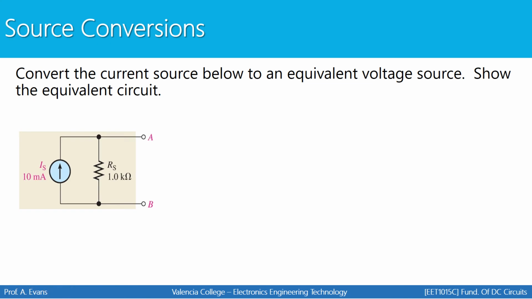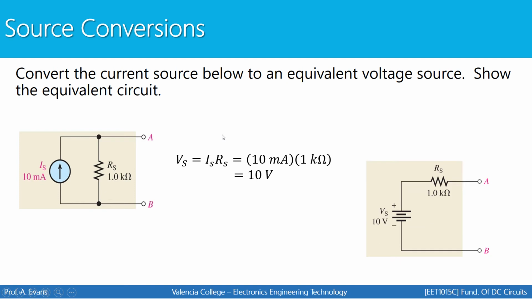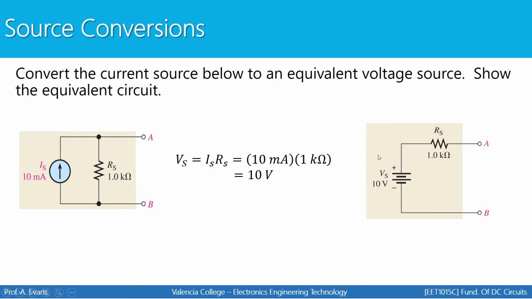So here's an example where we're going to convert the current source below to an equivalent voltage source, and then we'll show what the equivalent circuit looks like. Again, to do this, you're simply going to apply Ohm's Law. The voltage for your equivalent source has to be the source current times the internal resistance, which gives you 10 volts. So your equivalent circuit will look like this, where I have a 10 volt source instead of a 10 milliamp source, and our internal resistance is now in series with the voltage source instead of in parallel with the current source. That's what a source conversion is.